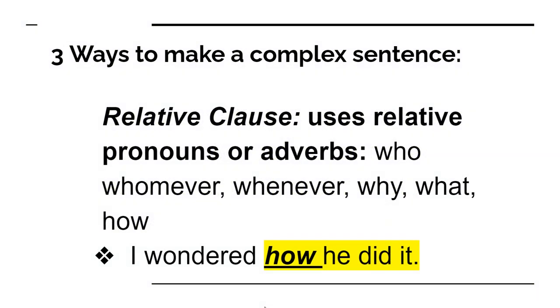A third way is to use what's called a relative clause. Now, again, the name relative clause I don't think is all that important to remember, but relative clauses use relative pronouns or adverbs. What are those? Well, who, whomever, whenever, why, what, how, all those question words that we use all the time, those are our relative pronouns or adverbs. So we right here say, I wondered how he did it.